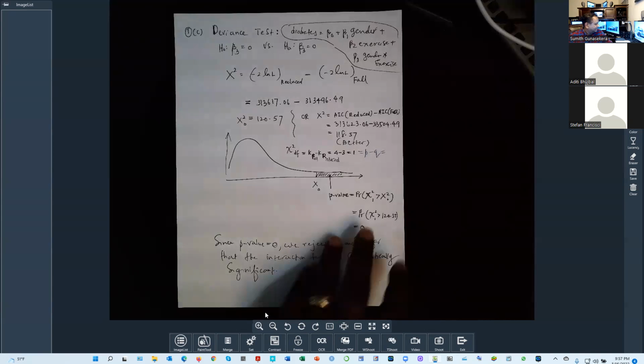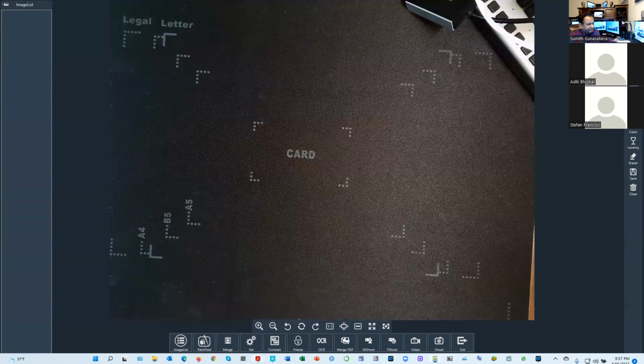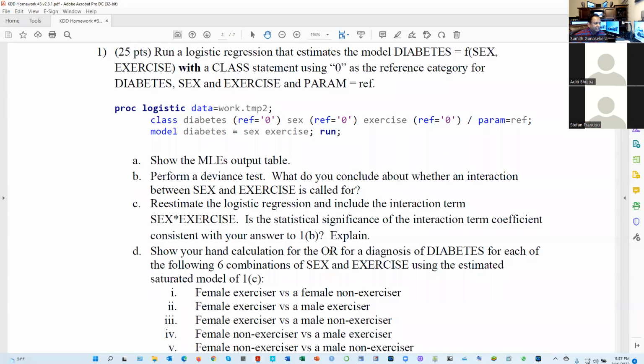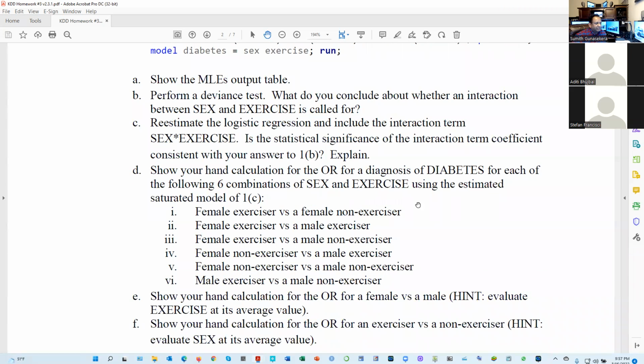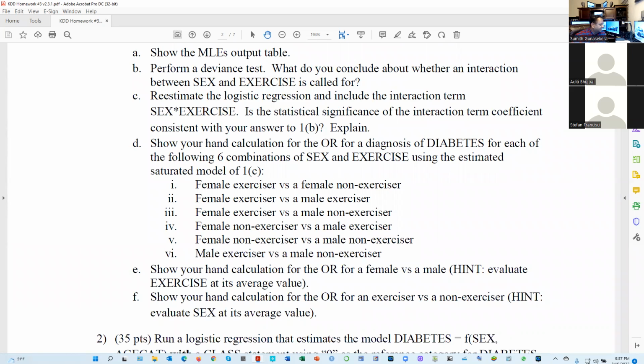So the rest I did yesterday. I think the comparison I did. Okay, which comparison did we do? You know how to get the OR for diagnosis, to refresh your memory.